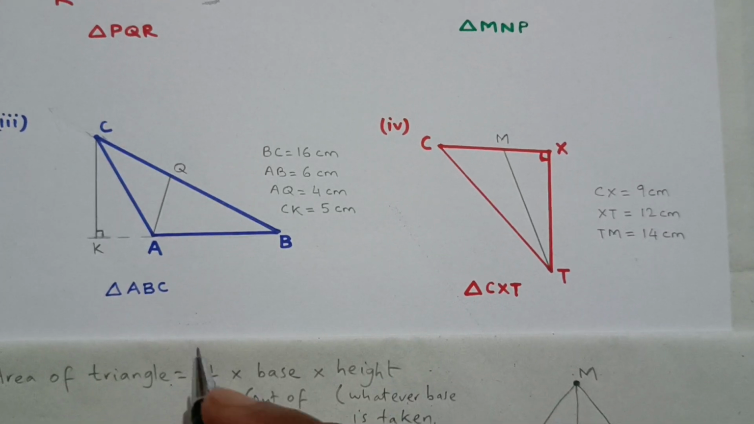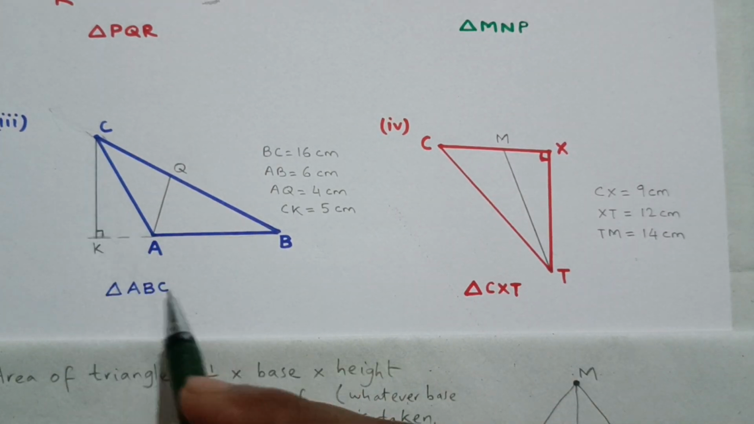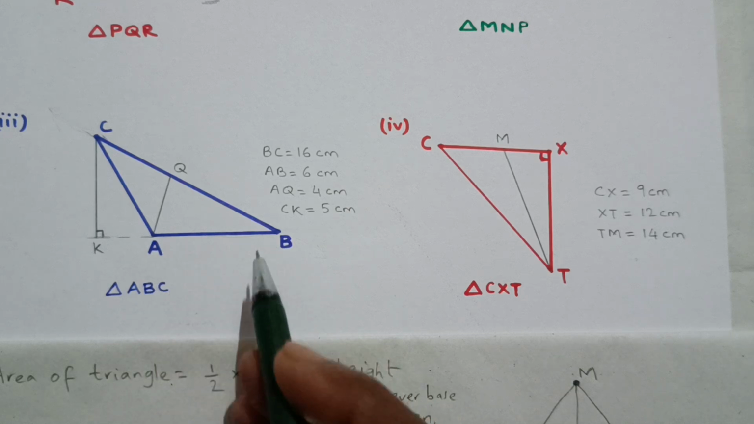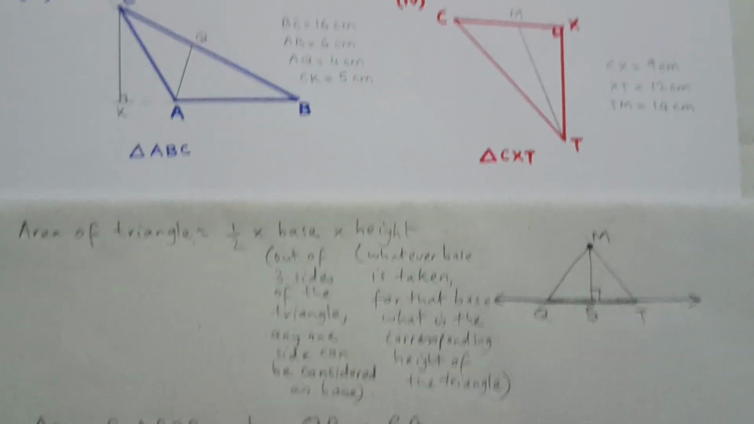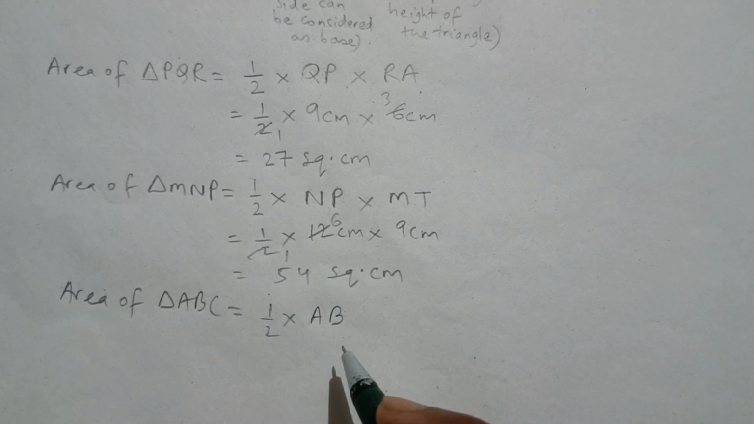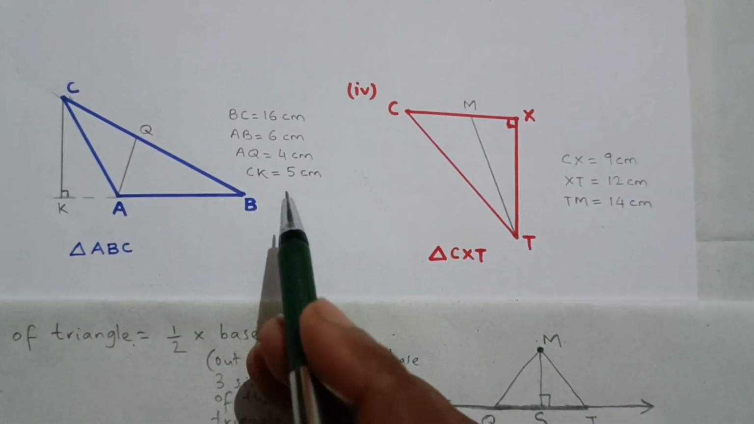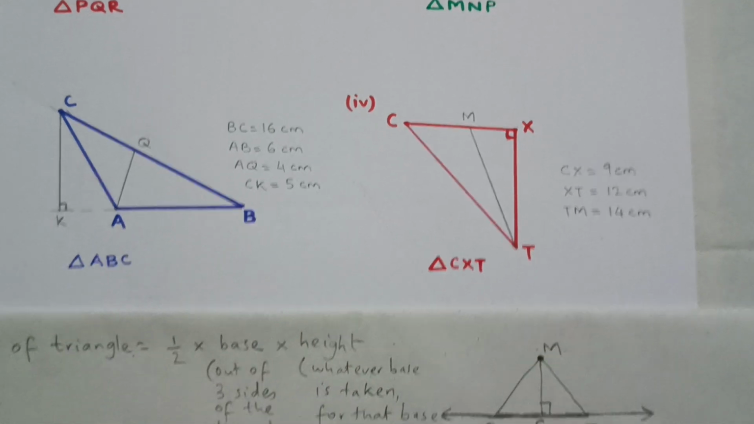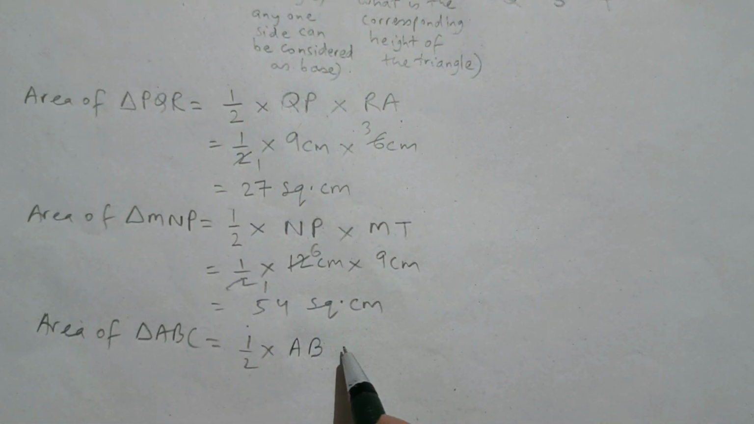Now I can't take AC, I can't take BC. So I am left with side AB. So I will take AB as the base. So side AB is now my base. Is the measure of AB given? Yes, AB is 6 centimeter. So the measure of AB is given to us. So I can take AB as the base.